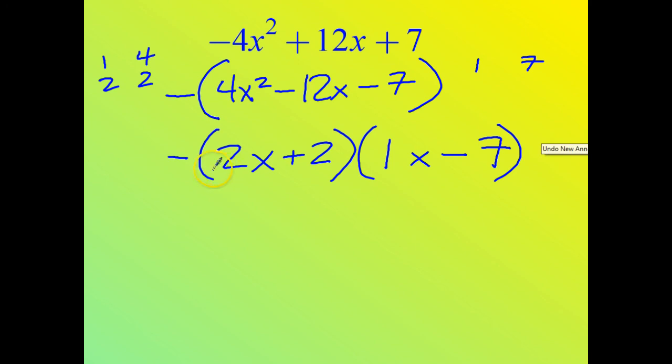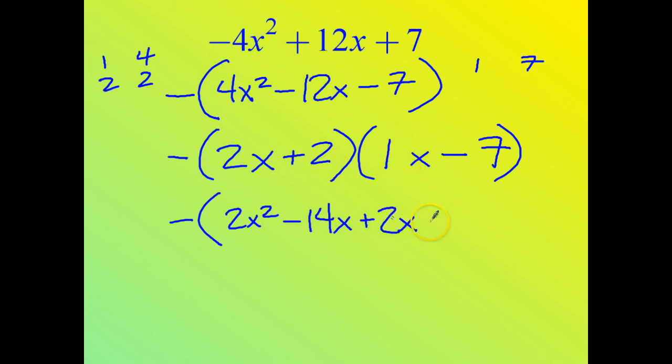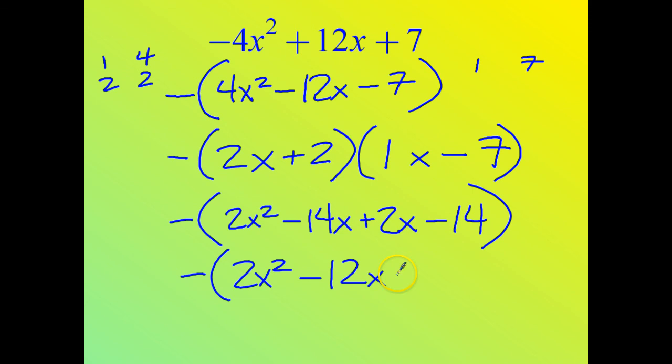So I'm going to keep the negative on the outside first. So then I got 2x times 1x is 2x squared. 2x times negative 7 is negative 14x. 2 times x is positive 2x. 2 times negative 7 is negative 14. Okay, and then we can go ahead and combine these, and I've got 2x squared minus 12x minus 14. Oh, not 14. What am I talking about?